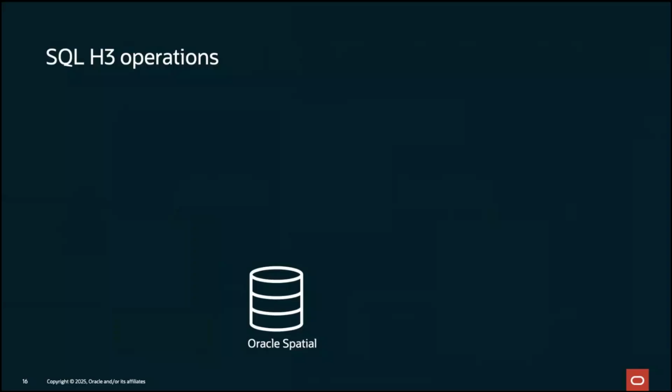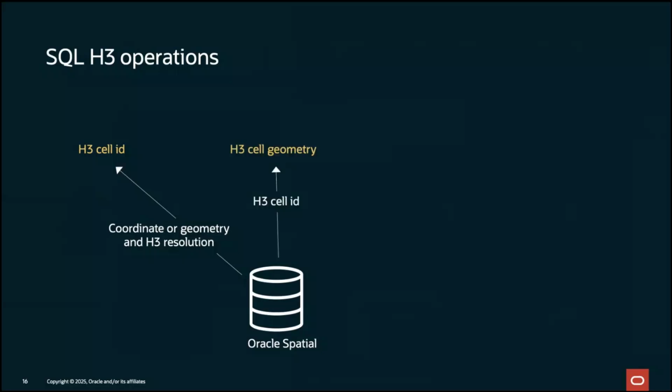The operations that we've added in the database in 23AI are, first, to be able to start with a coordinate or a geometry and get the H3 cell ID for it based on a given resolution. Because remember, any point on the Earth is going to be part of a giant hexagon and then smaller and smaller hexagons at different resolutions. So you specify the resolution, give me a location, and I'll tell you the H3 key out of the database. The inverse too: you give me an H3 cell ID, and we'll give you the SDO geometry of that cell boundary.